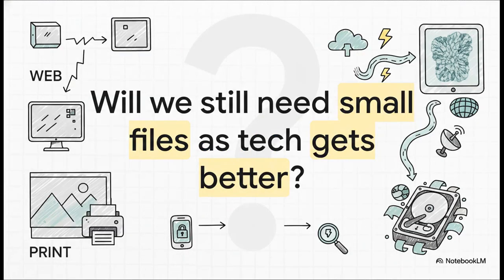So this all leads to a really interesting final thought. This whole system we've talked about is built around the limitations of today's internet speeds and screen resolutions. But what happens in the future? As our internet gets lightning fast and our screens start to have the same quality as a printed page, will this whole distinction even matter anymore? Could we one day live in a world where we only need that one perfect, high-quality file for everything? It's definitely something to think about.